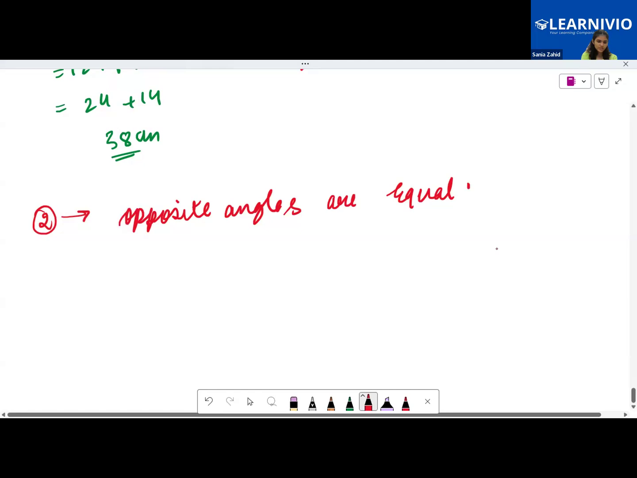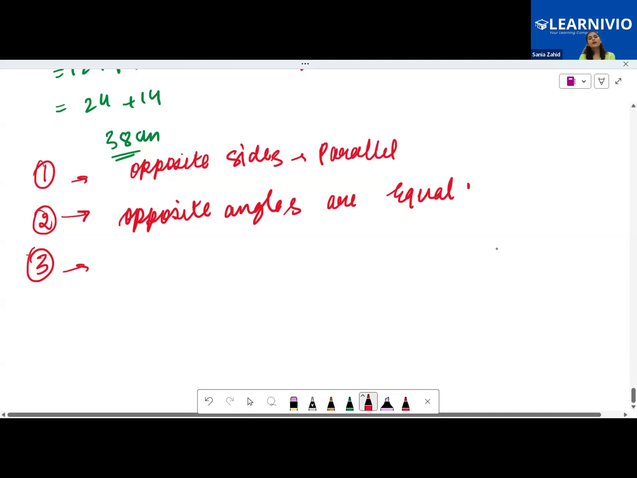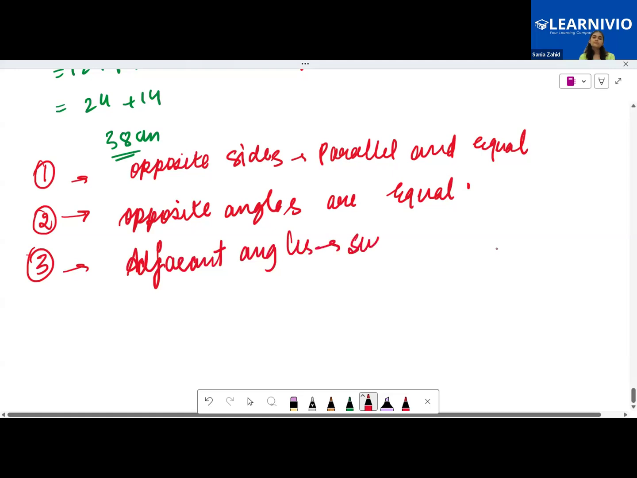Next question I give you. So in a parallelogram, first note down what all you need to remember. The first point is opposite sides are parallel and equal. What about opposite angles? They are equal. What about adjacent angles? Supplementary. What does supplementary mean? 180 degrees. The sum of them is 180 degrees.